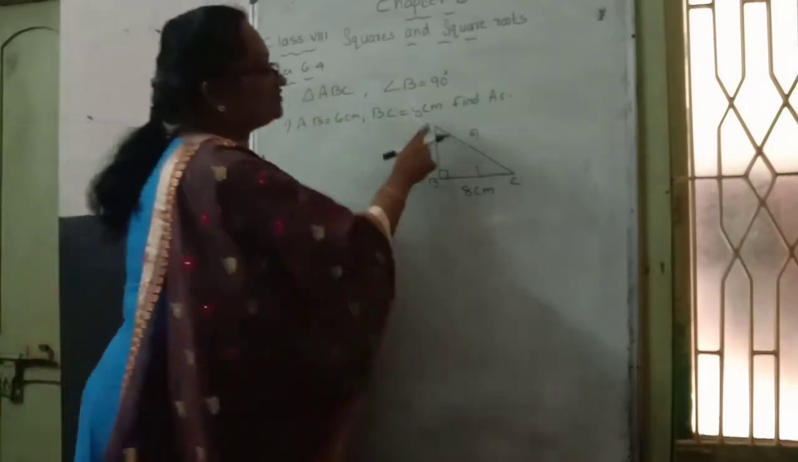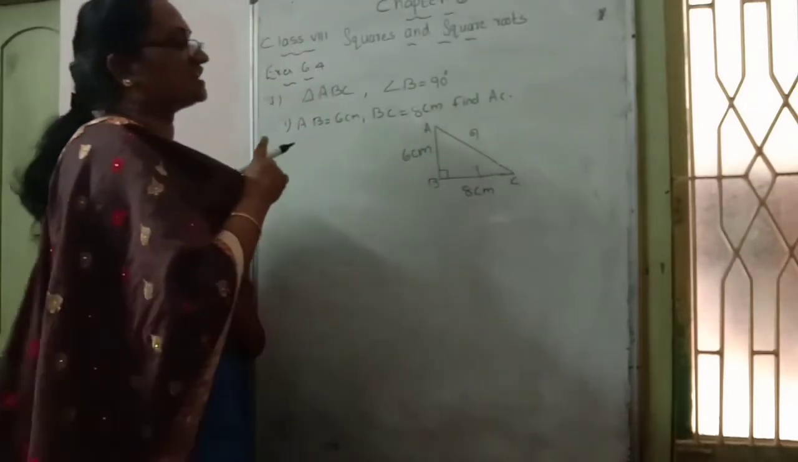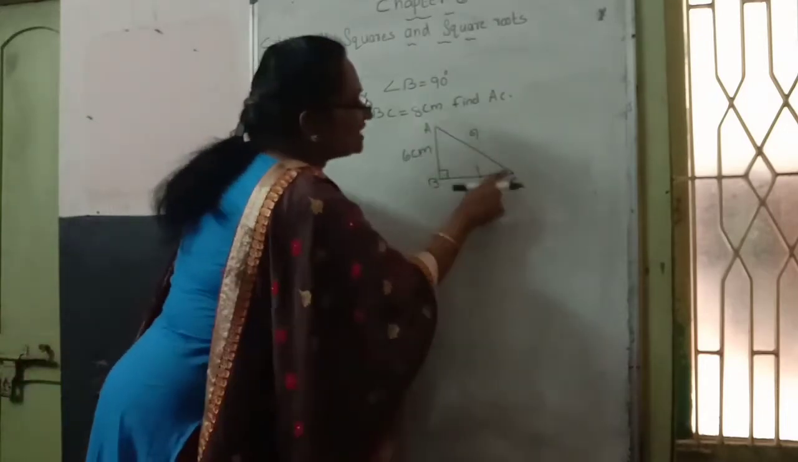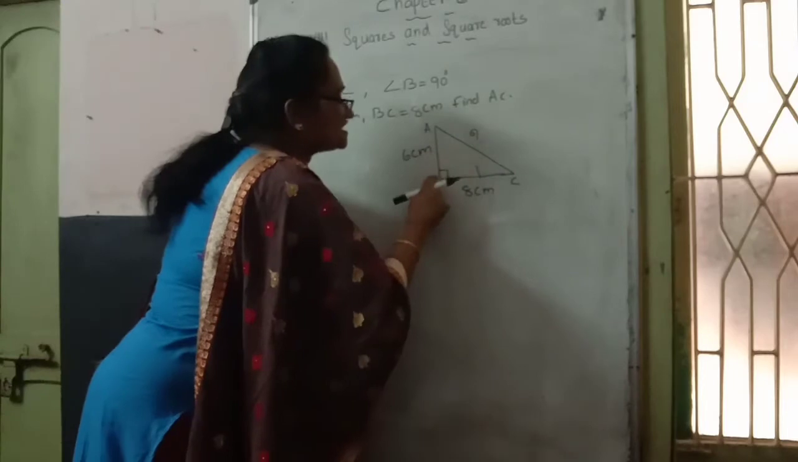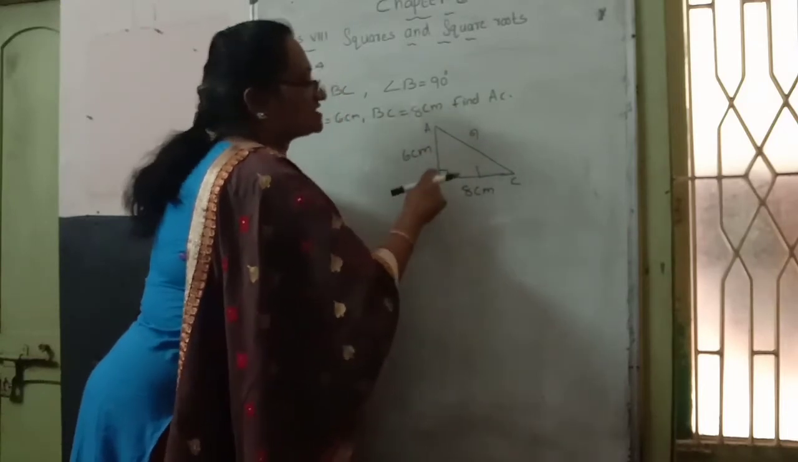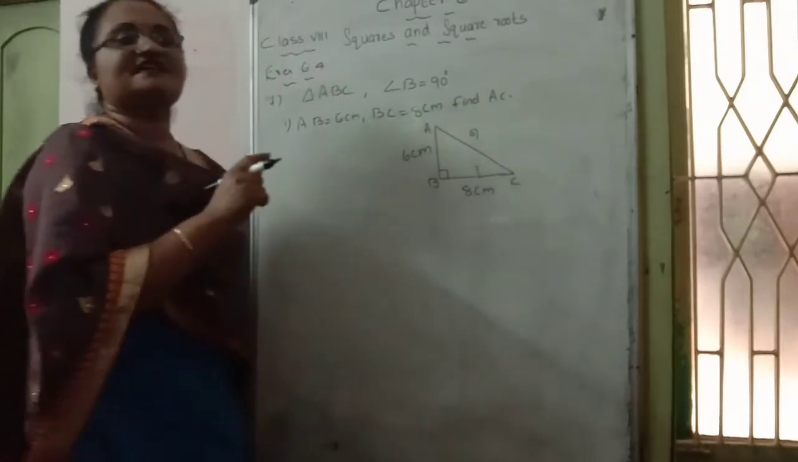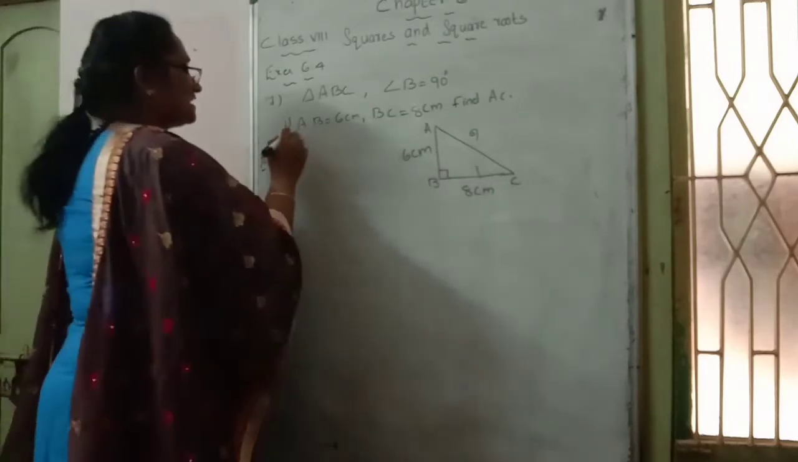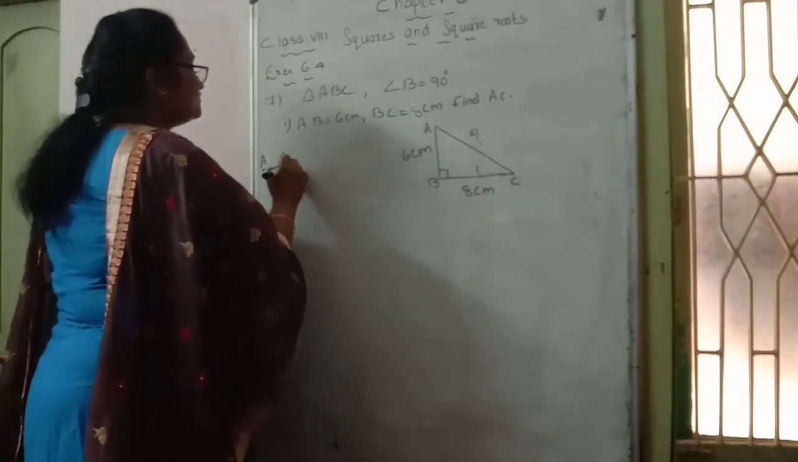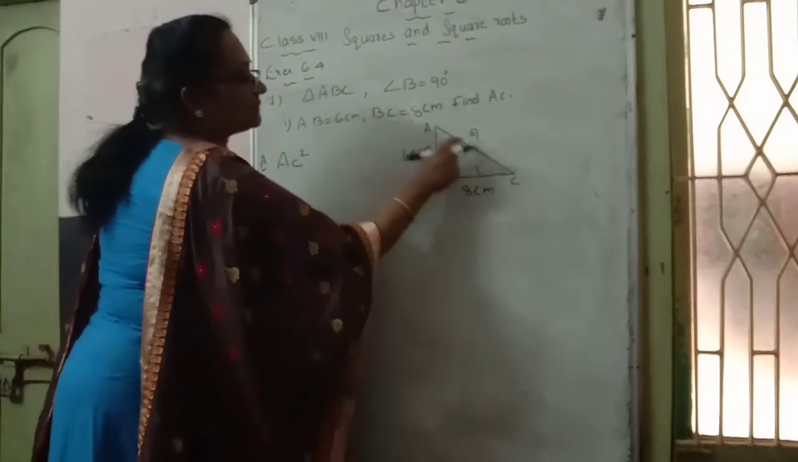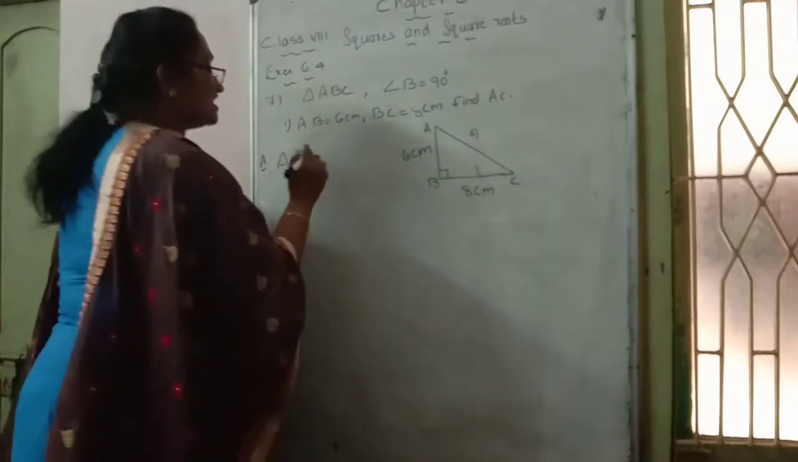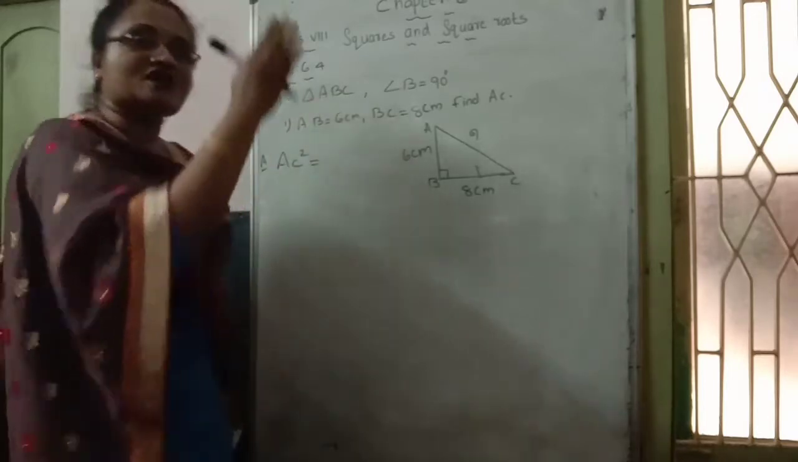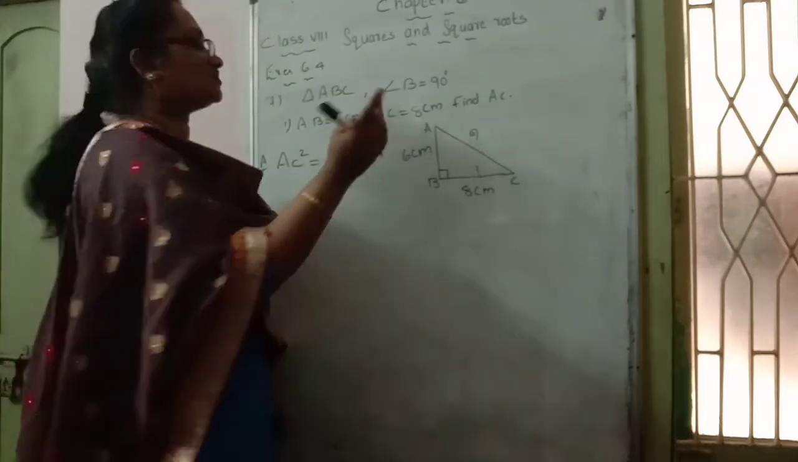With respect to this right angle triangle, which is the longest side? AC is the longest side, AB is the altitude, and the bottom part is the base. The theorem says the longest side squared, that is AC squared, equals altitude squared plus base squared.